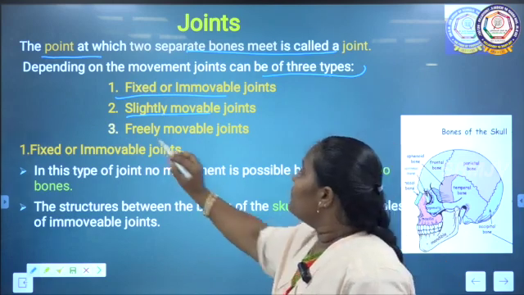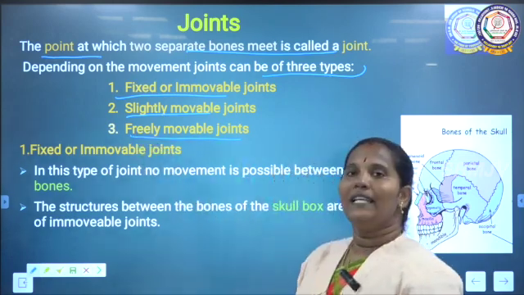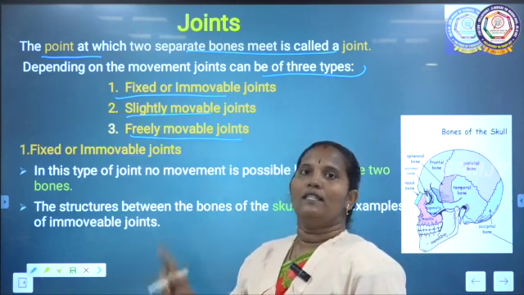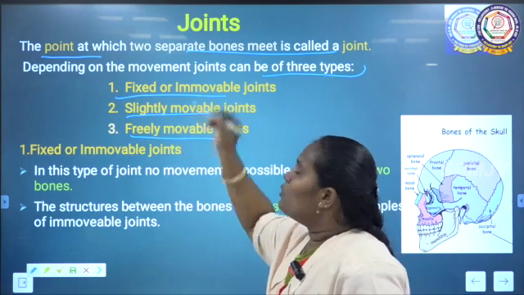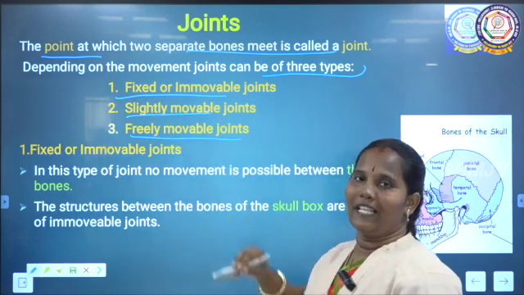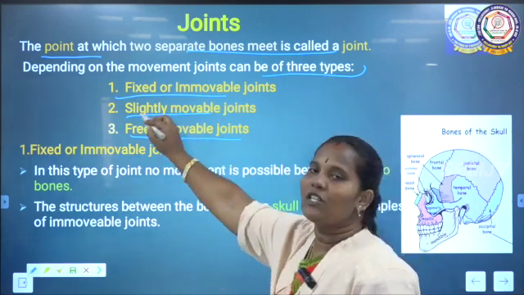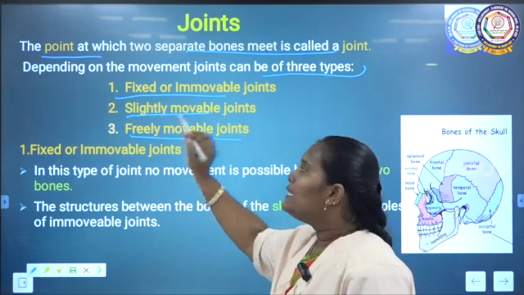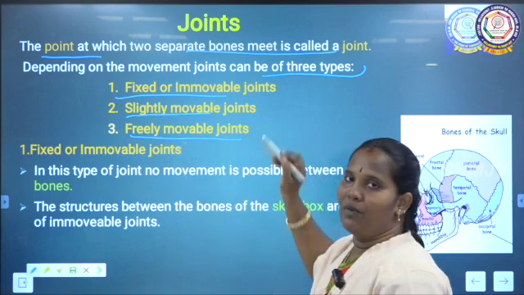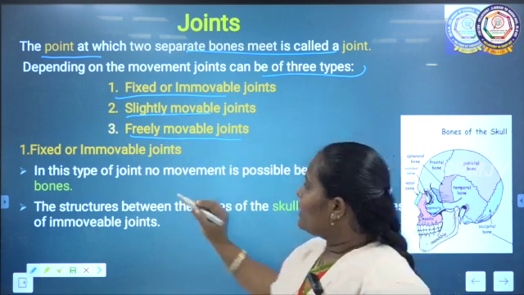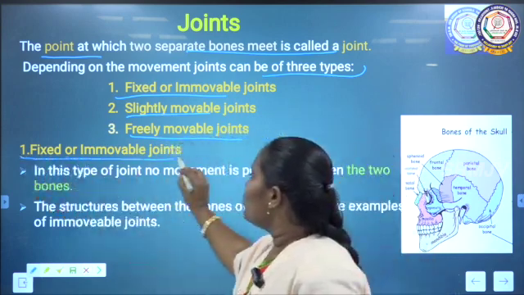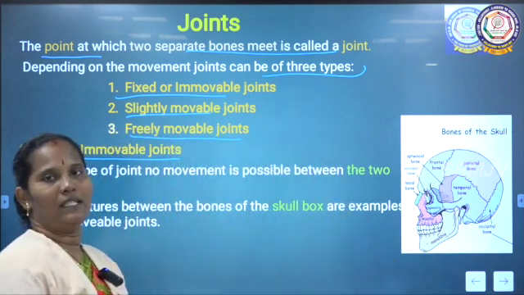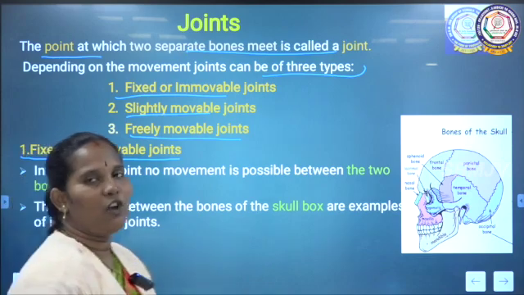Third one is the freely movable joints. Freely means the movement occurs fully in this joint. So based on the movements, the joints can be classified into 3: one is the fixed or immovable, second is the slightly movable, third is the freely movable joints. Clear? First we have to see the fixed or immovable joints. What are the fixed or immovable joints?